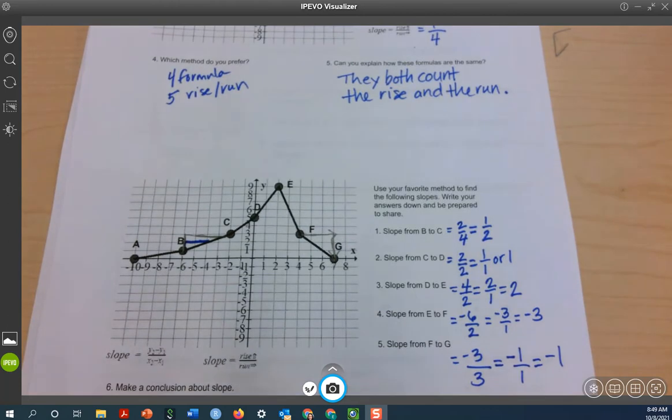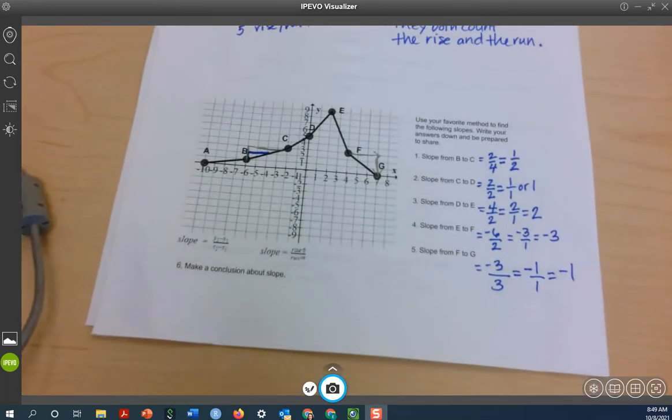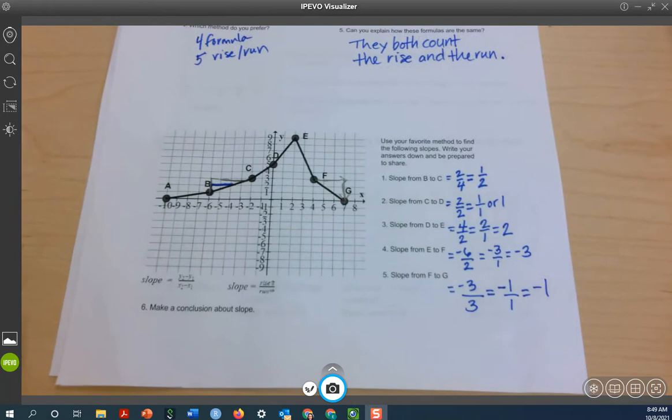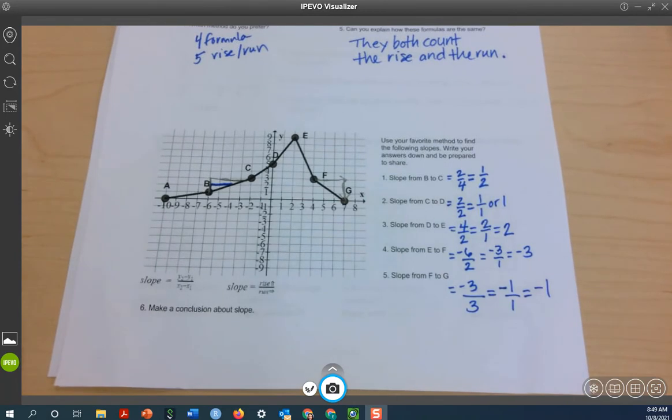Okay, I did not have time to look at your conclusions about slope, but I sure do want to hear them. So if you have something written for number 6, raise your hand to help out the class, because some people have it blank still. Let's hear your ideas for number 6. Amber, did you have an idea for number 6? No?